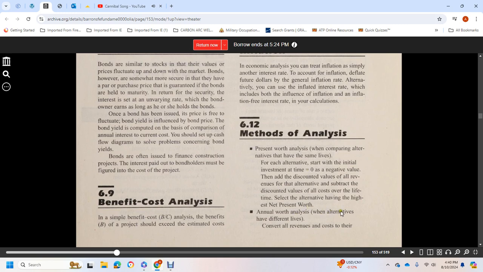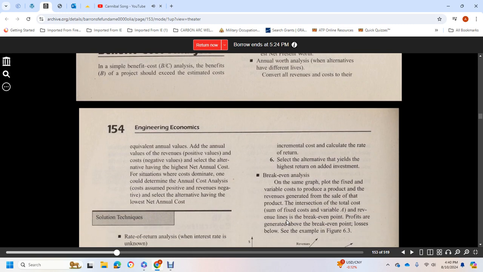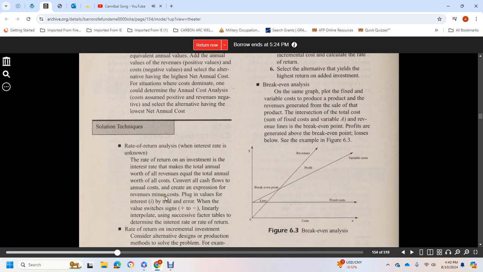Annual worth analysis. When alternatives have different lives, convert all revenues and costs to equivalent annual values. Add the annual value of the revenues, positive value, then the costs, negative value. Select the alternative having the highest net annual worth. For a situation where costs dominate, one could do an annual cost analysis. Costs assume positive revenue. If negative, then select the alternative having the lowest net annual cost.